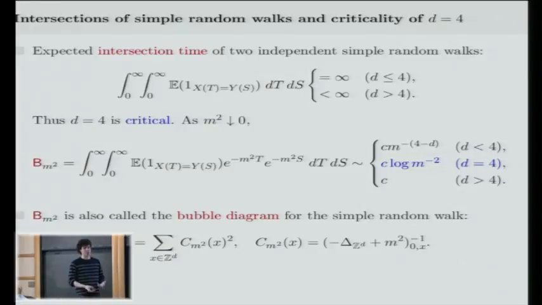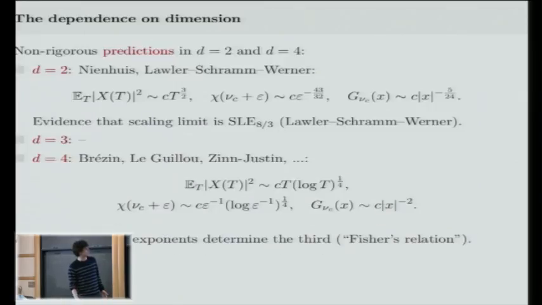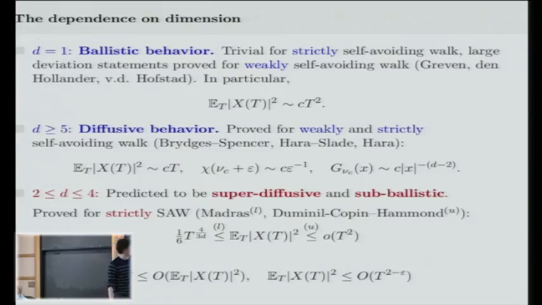More precisely, you could add a little killing rate, m squared, to each of the walks and ask how this expected intersection time with killing rate diverges as the killing rate tends to 0. And of course, it's bounded in 5 and more dimensions, and it diverges logarithmically in 4 dimensions and faster in lower dimensions. This expected intersection time is also known as the bubble diagram. And in fact, the finiteness of the bubble diagram, as many of you are experts, is a key ingredient in proving the behavior of this self-avoiding walk in 5 and more dimensions.